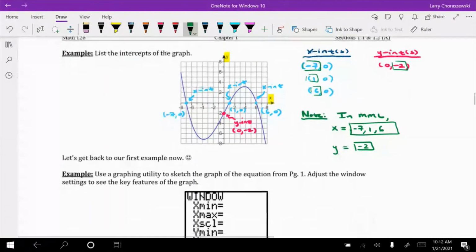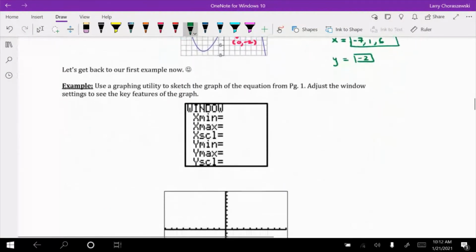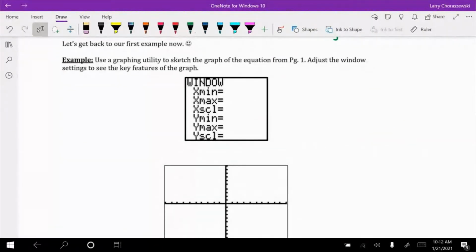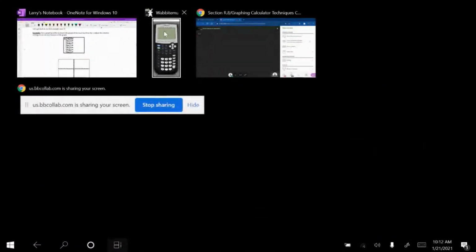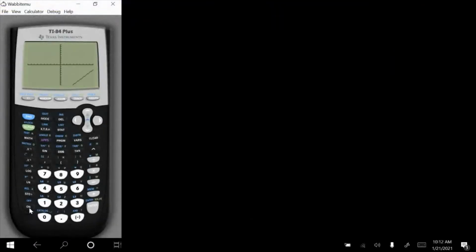So back to our equation that we graphed on the graphing calculator. Okay, let me pull that up on the screen here. One of the issues with the standard viewing window is that we can't really see the graph crossing either axis. If we want to see that, then we have to adjust some of the window settings.